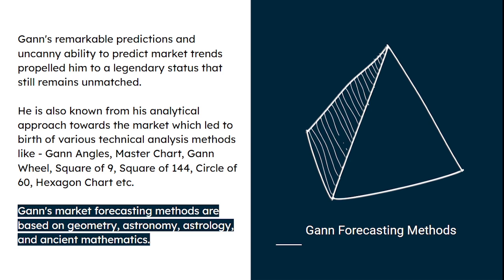His market forecasting methods are based on geometry, astronomy, and astrology, and most of all ancient mathematics, as you can see I have written here. But ancient mathematics is a sugar-coated term which we use to describe geometry and numerology. You'll see all of that.